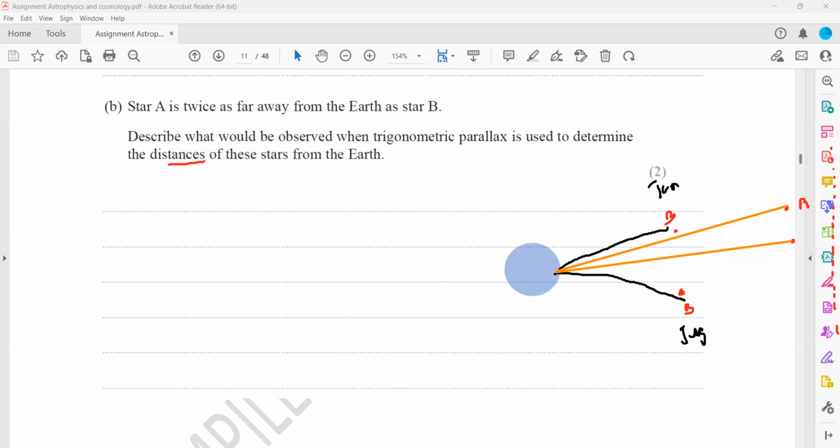The angle which has changed over a period of 6 months for B is approximately twice the angle change for A, because A is far from us, so the apparent motion or apparent distance covered by A will be shorter as compared to B. Or we can say the angular position of A will be half that of B. So when these stars are viewed from opposite ends of the Earth's orbit diameter about the sun, there will be a change in angular position.